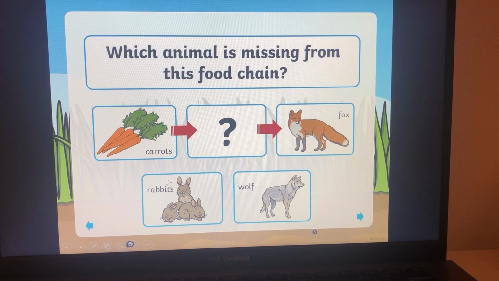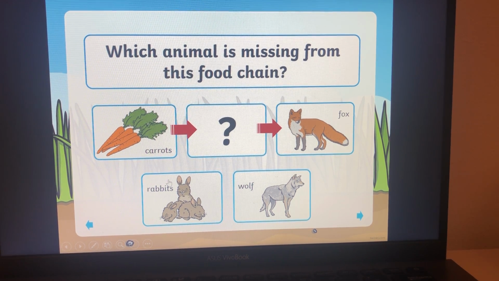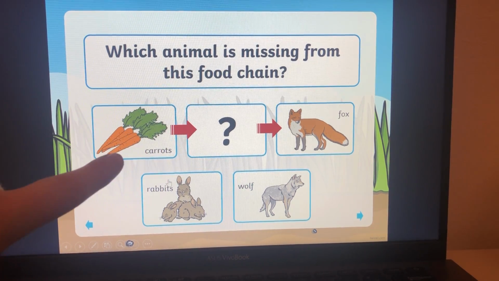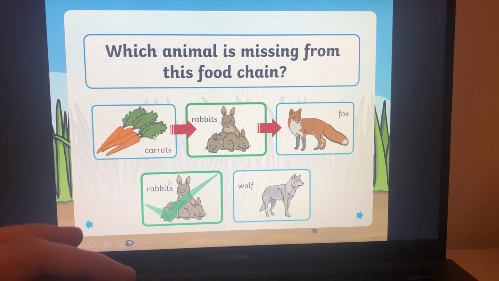Once again, we've got a food chain on the screen there. It starts with carrots, then we've got an animal missing, then we've got a fox. Which of these animals do you think belongs in that food chain? Is it the rabbit or the wolf? Which do you think would eat the carrots? Which animal would then be eaten by the fox? The rabbit or the wolf? Write your answer down, please. And the answer is the rabbits.